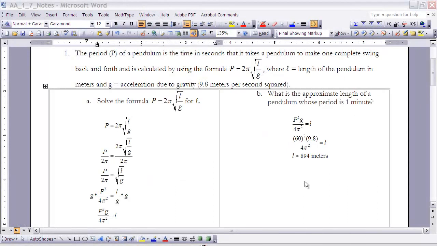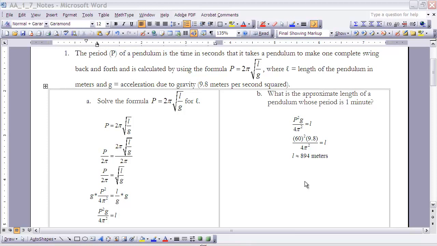So here's example 1. It says the period p of a pendulum is the time in seconds that it takes a pendulum to make one complete swing back and forth, and is calculated by using the formula p equals 2 pi times the square root of L over g, where L is the length of the pendulum in meters and g is the acceleration due to gravity, which will always be 9.8 meters per second squared. So part A asks us to solve this for L.